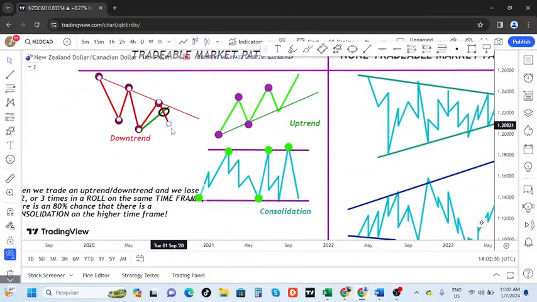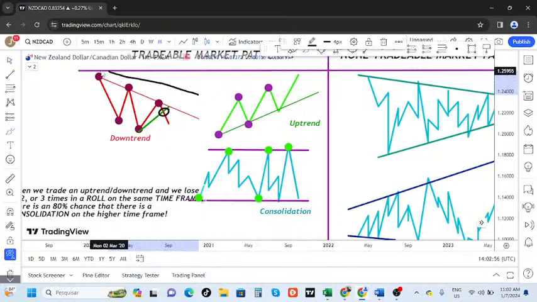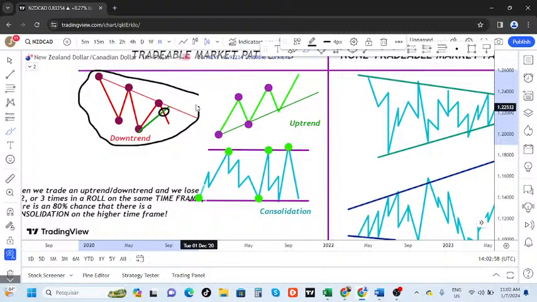So we're going to go to the daily time frame to confirm if the daily is also confirming this overall downtrend that we are trading on the 1 hour, 2 hour, or 4 hour chart. Yes, if the daily is not confirming it, we can check the weekly. If the weekly is not confirming it, we can check the monthly.